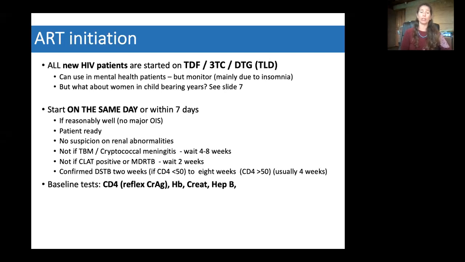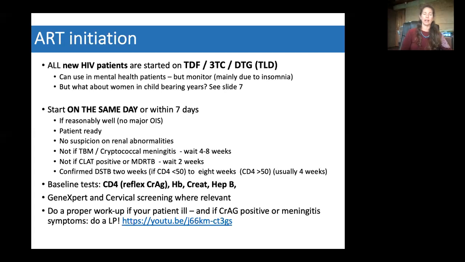You want your hemoglobin, you want a creatinine because you're going to put them on tenofovir, and you do hepatitis B. If they've got any TB symptoms, you need to do a GeneXpert. We're not going to talk about pregnant women here. And cervical screening where relevant. So these days with HIV patients, they get their cervical screen every 3 years. So just check where they are within that cycle.